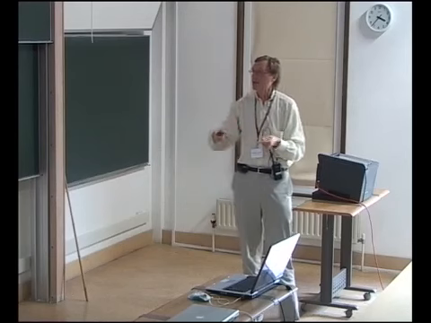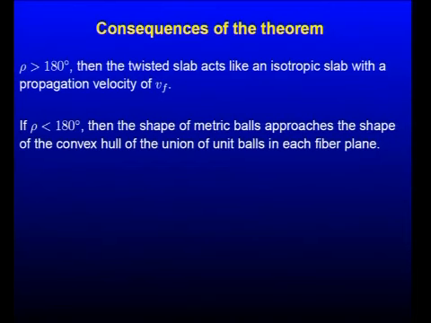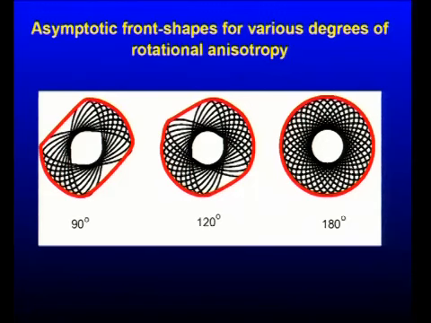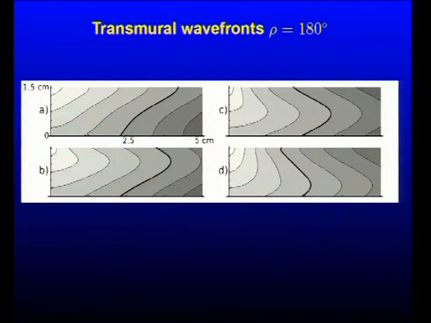In more detail, if the total rotation is more than 180 degrees, then this result is exact. However, if rotation is less than 180 degrees, then typical shapes will be given by the convex hull of individual ellipses in each area, which are shown here, which basically means that at 180 degrees, theoretically, we will get isotropic propagation at long distances, and if it is less, then it is pretty much close to it.